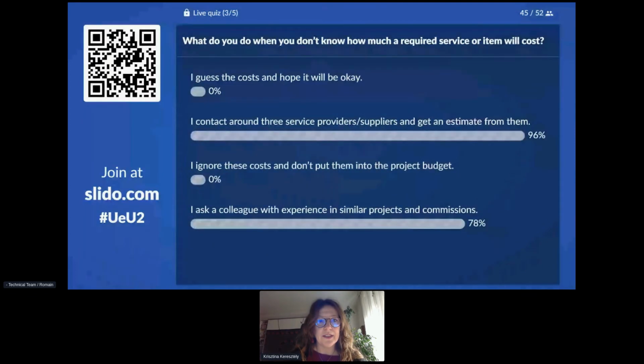So again, you found it. Either you contact 3 providers and you get an estimate. Of course, at this stage you don't need to have a concrete price, but it's good to have a good estimate, or you ask a colleague who can help you. Ignoring it or guessing is not a good idea, because if you put a bad number which is not realistic, then you can hinder the feasibility of your activity if it's linked to the relevant service, of course. And let's see the 4th question, please.